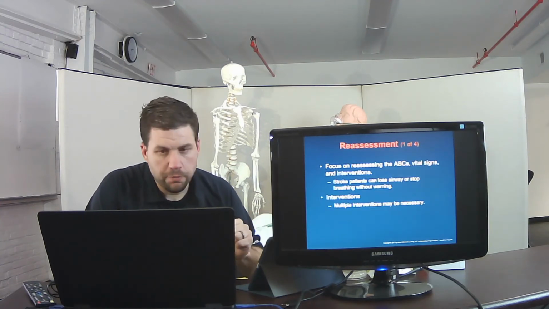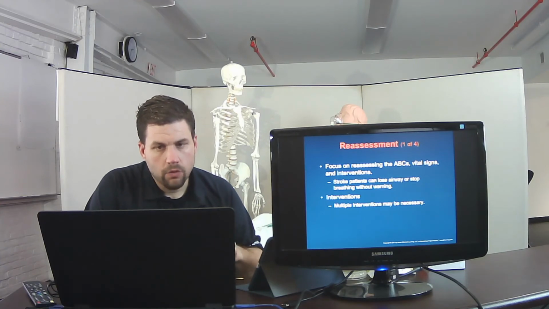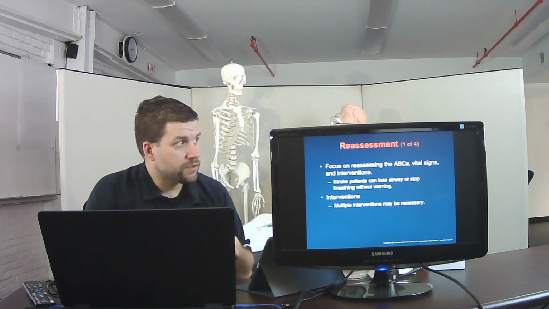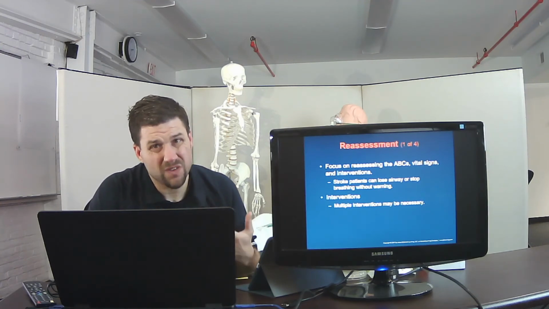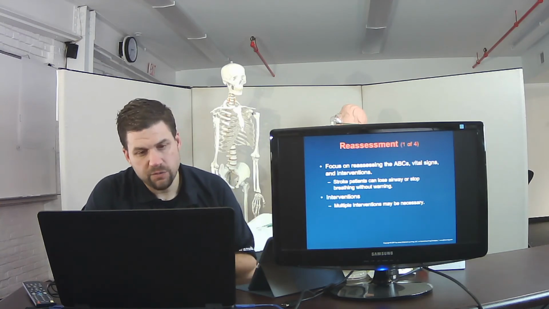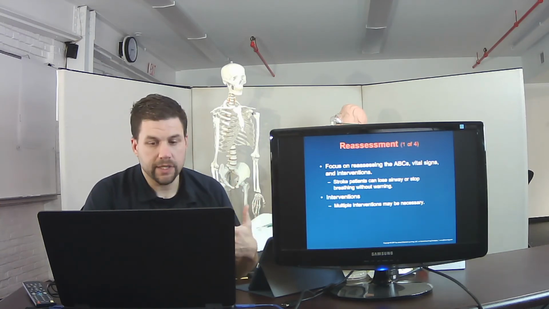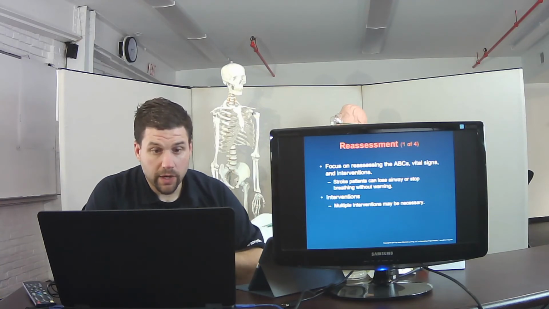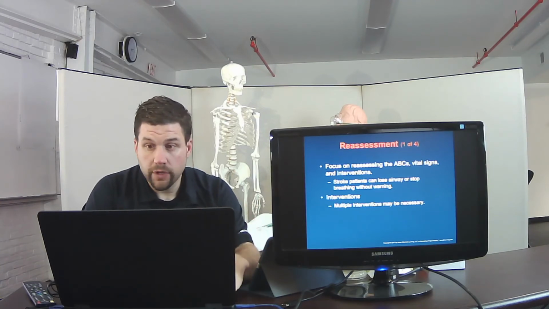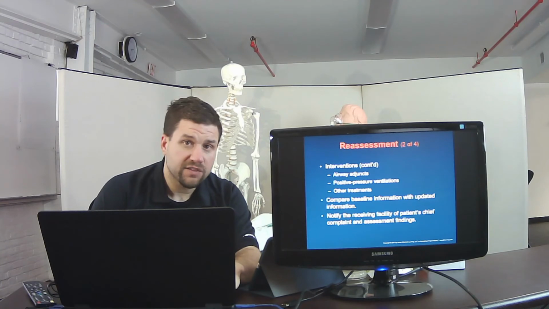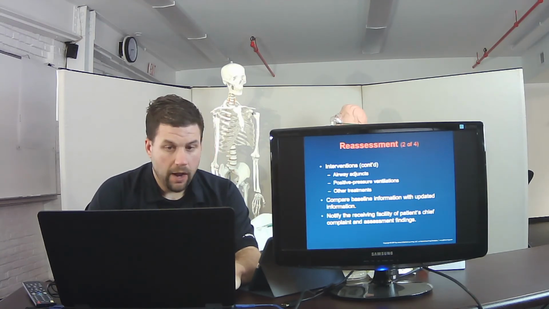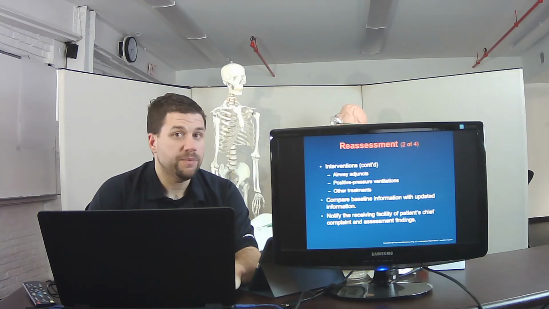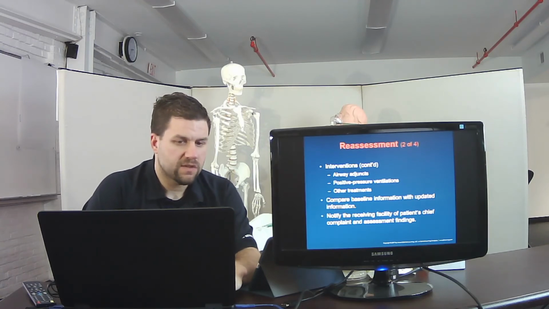Reassessment. Very important for these patients, right? Reassessing ABCs, vital signs, and any intervention we did, right? Because stroke symptoms, neurological symptoms, altered mental status can all resolve or they could get worse. These patients have symptoms that will change rapidly, and we need to kind of be aware of what's going on. We may need to do multiple interventions, airway adjuncts, positive pressure ventilation, or other types of treatment. We're comparing our baseline information with updated information on what our reassessment is telling us.